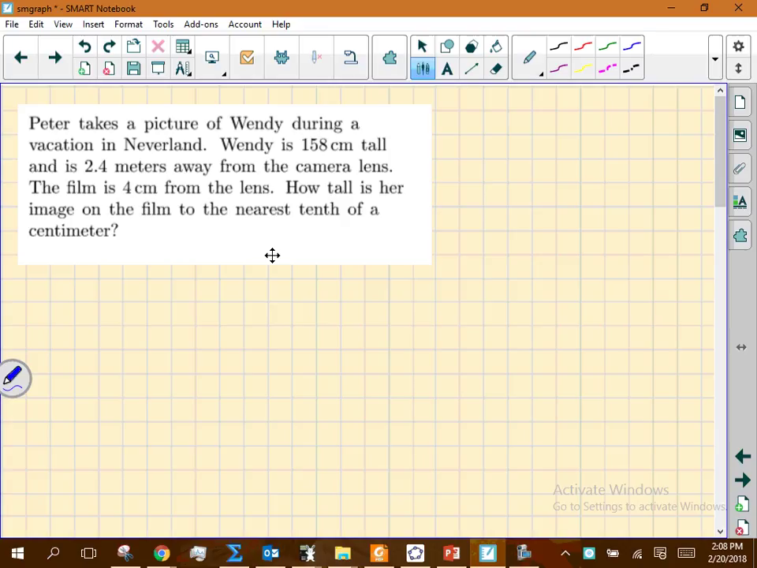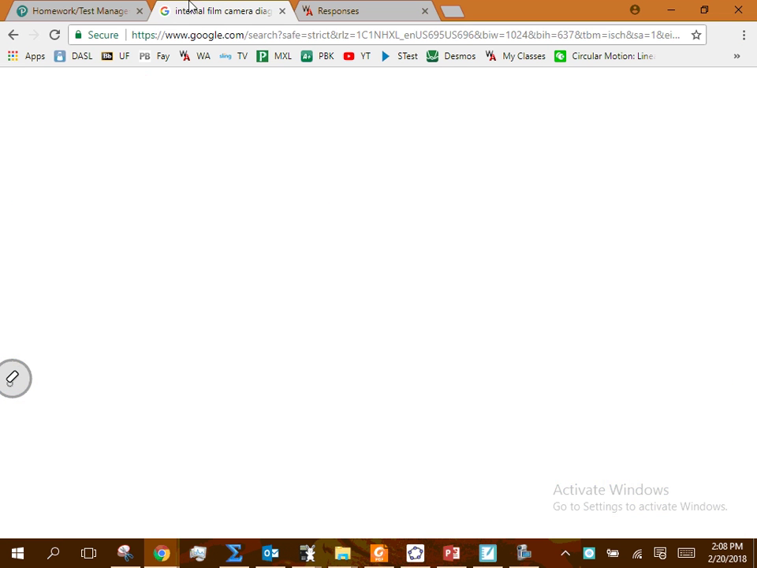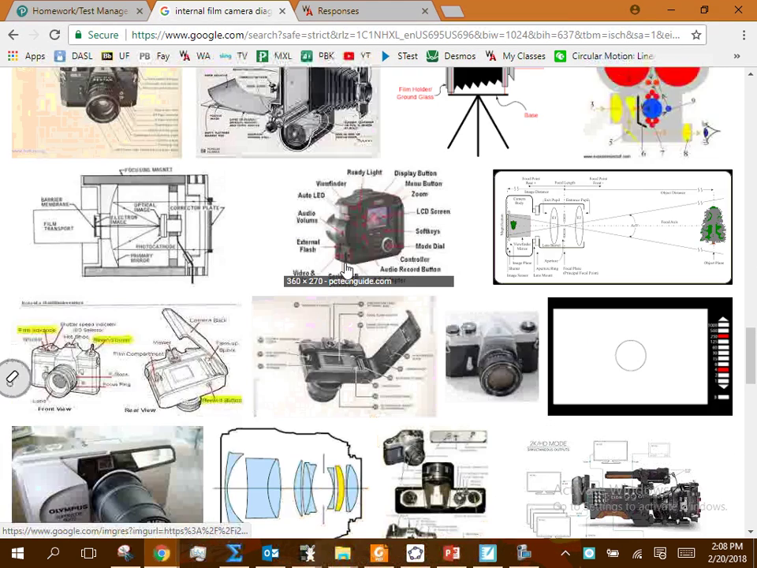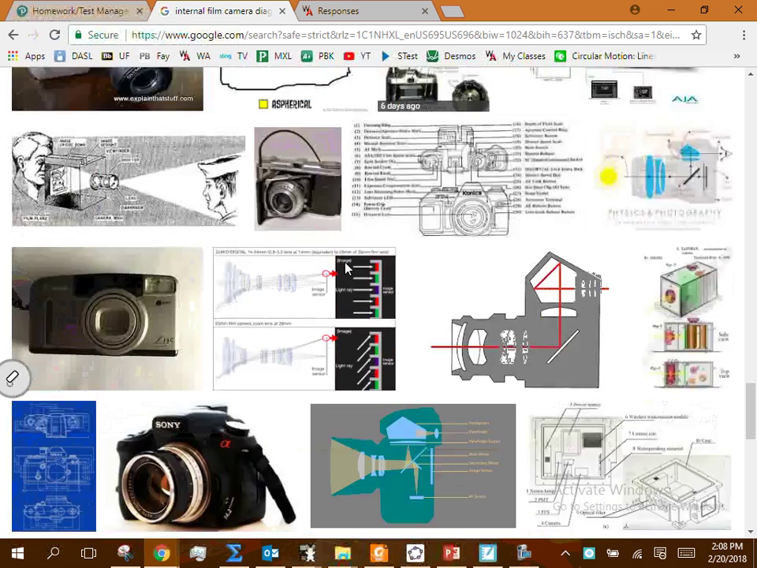It says, Peter takes a picture of Wendy during a vacation. Wendy is 158 centimeters tall and is 2.4 meters away from the camera lens. The film is 4 centimeters from the lens. How tall is her image on the film to the nearest tenth of a centimeter? All right, so this is what I want you guys to understand. And again, there's a lot of physics that has to go into this with light and stuff like that. But I want to pull up a picture real quick of the internals of a camera that has film in it. Okay. So let's see if I can get a good one here.